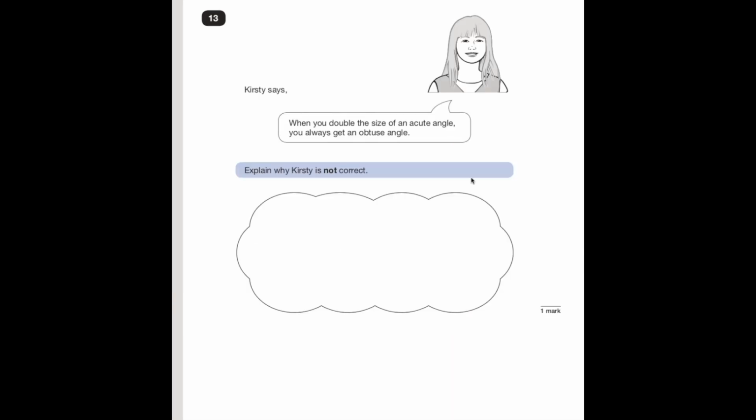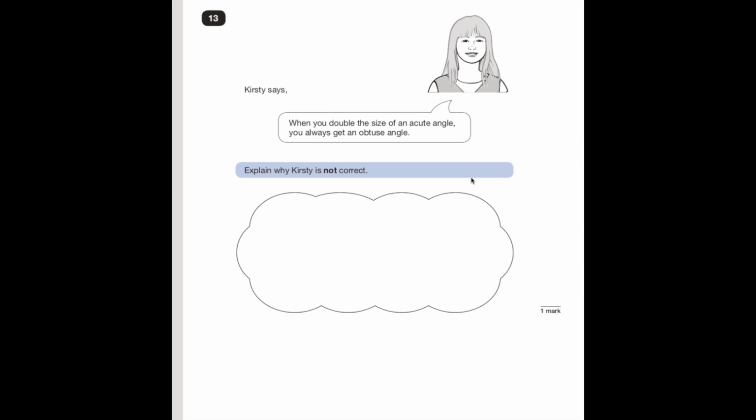Number 13, Kirsty says when you double the size of an acute angle, you always get an obtuse angle. Explain why Kirsty is not correct. So for this, what you need to remember is an acute angle is less than 90 degrees, and an obtuse angle is between 90 degrees and 180 degrees. Now, the reason why Kirsty is not correct is an acute angle can be anything from 0 to 90.